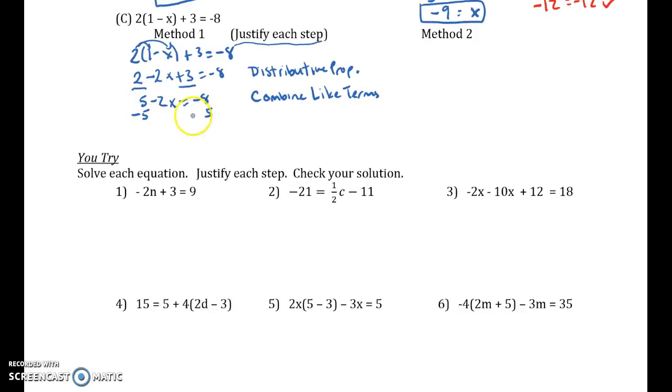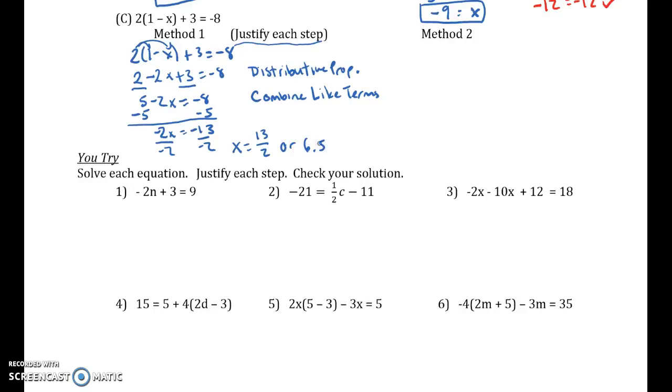All right. Then I'm going to get negative 2x equals negative 13. Oops. And then let's divide by negative 2. A negative divided by negative is a positive. So then x equals positive 13 over 2, or 6.5.